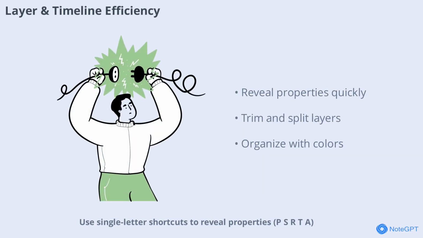Use single-letter shortcuts to reveal properties: P, S, R, T, A, Shift to show multiple, U to reveal all animated properties, and UU for all modified ones. Move layers with up or down, trim with Alt plus brackets, split with Ctrl plus Shift plus D, and duplicate with Ctrl plus D. Assign label colors for organization and lock background layers to prevent accidental changes.